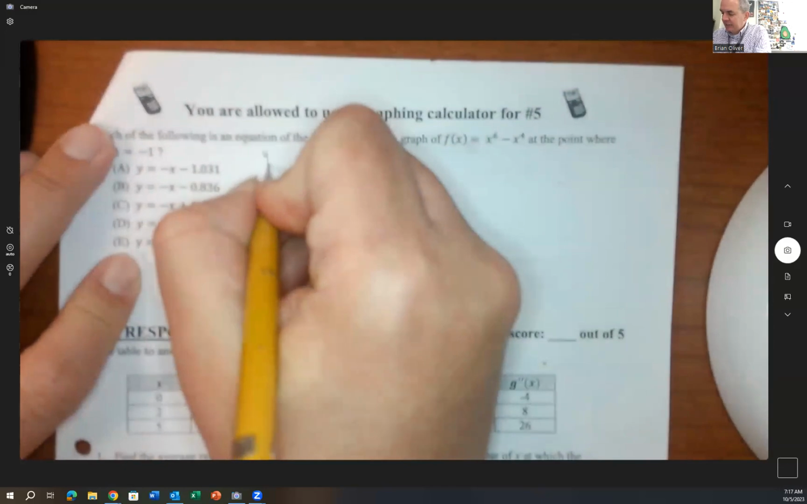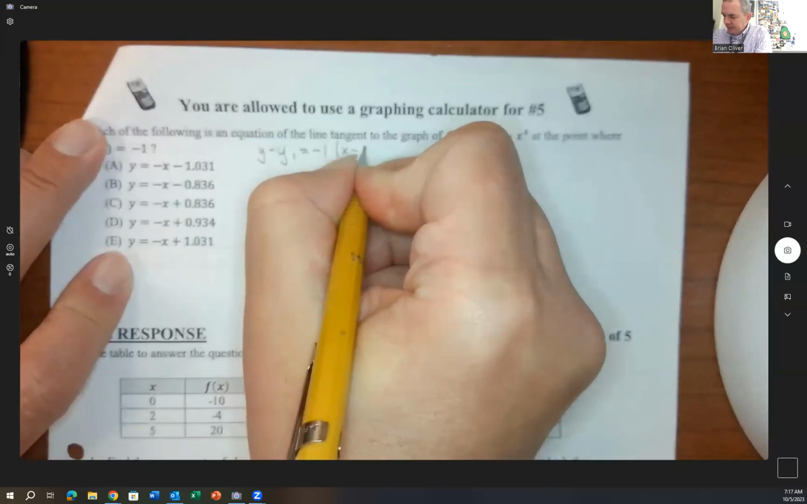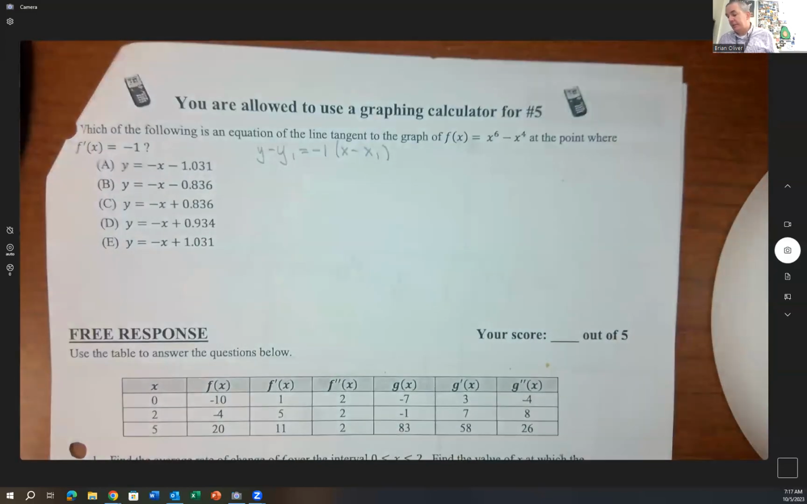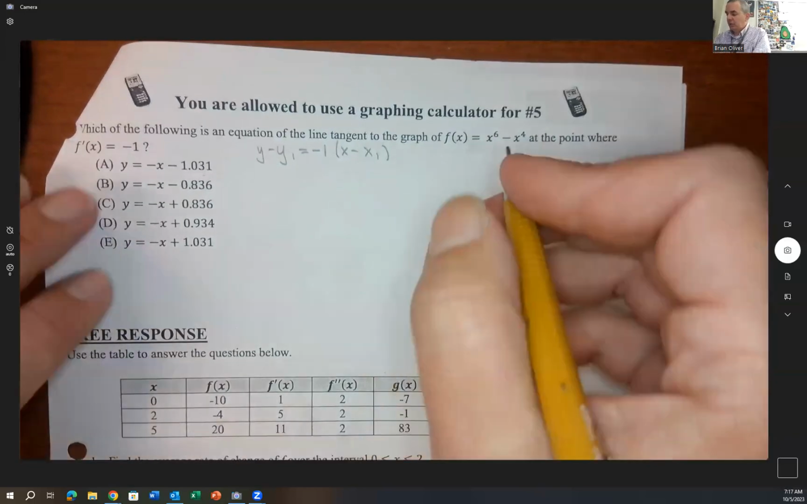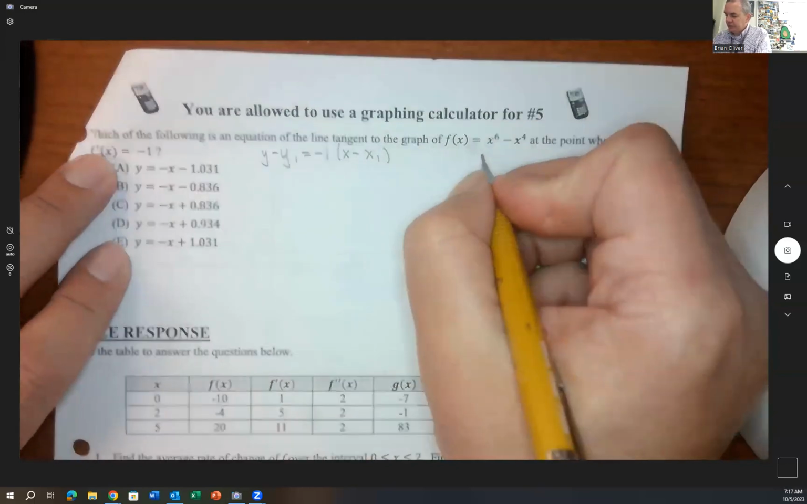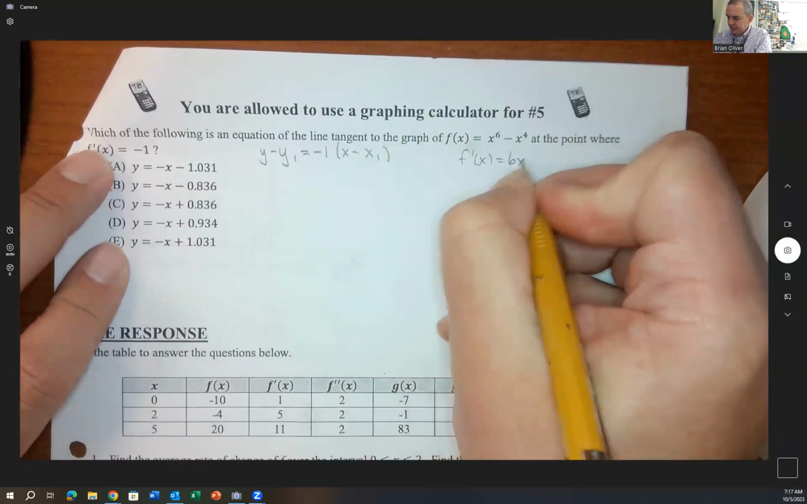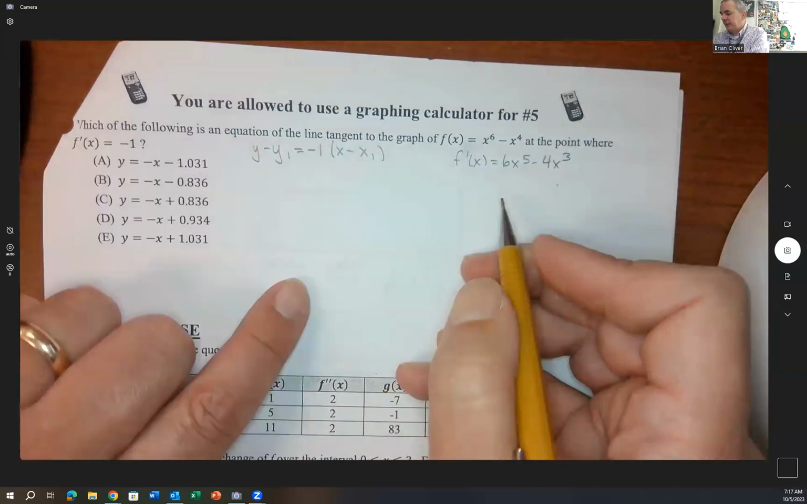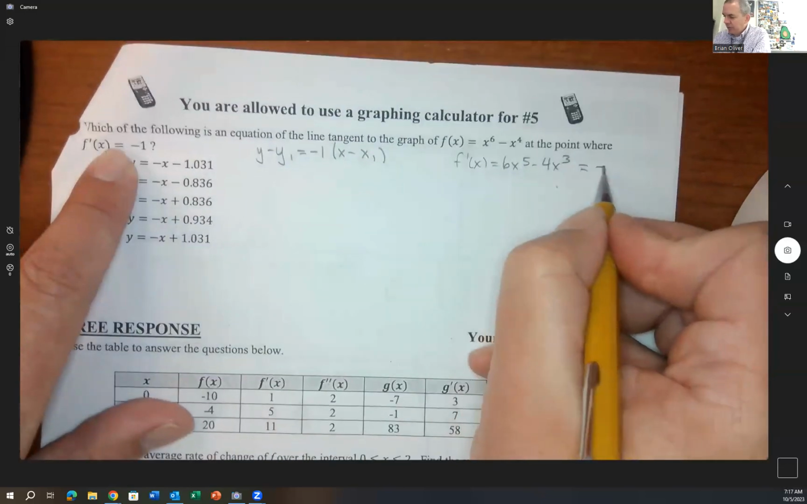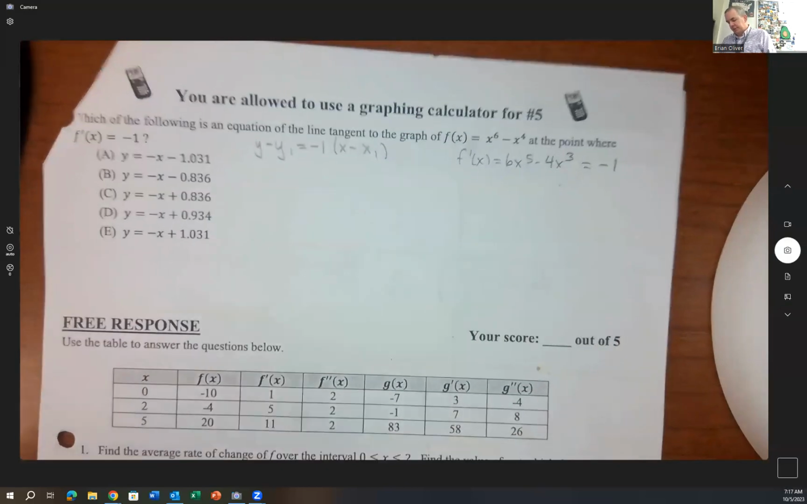So technically, I actually know this already. y minus y1 equals negative 1 times (x minus x1). Well, here's the deal. I need to figure out where that point is, and in order to do that, I need to take the derivative. The derivative of this is going to be 6x^5 minus 4x^3. I need to figure out what x values give that equal to negative 1.